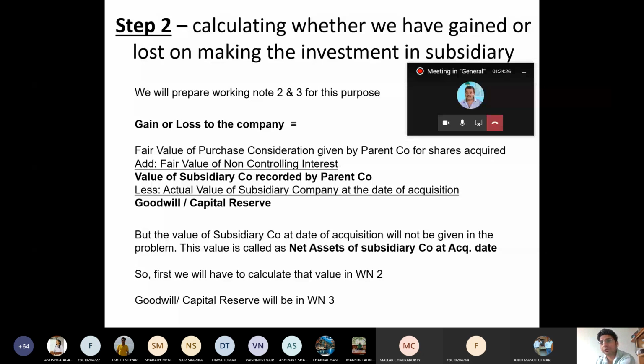Balance sheet date and acquisition date can be different, and obviously in the problem they will be different. So this value is called net assets of subsidiary company at the date of acquisition. First you have to calculate this in working note 2. Once we get the net asset value, then we will calculate the goodwill or capital reserve.